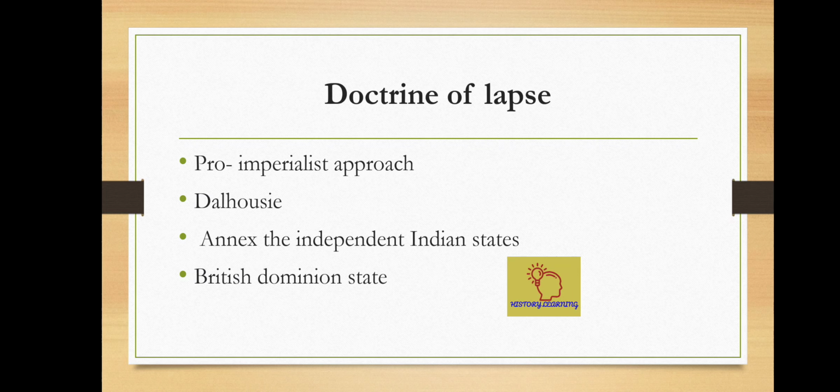It was basically an idea to annex those states which had no heir, meaning a state with no heir would have its right of ruling lapsed, and it would not be reverted by adoption.